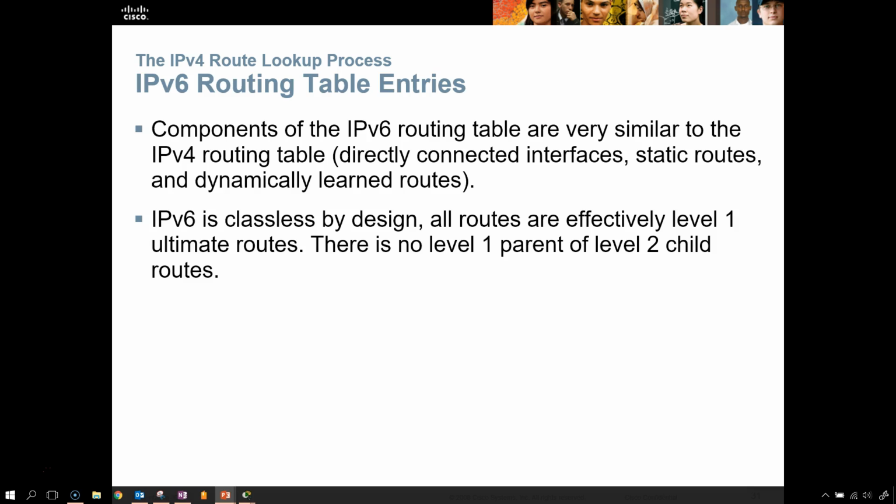As far as IPv6 routing table entries, they're much the same. The components are the same as IP version 4. You have directly connected interfaces, static routes, and dynamically learned routes, just like you had for IP version 4. However, IPv6 is classless by design, so all routes are effectively level 1 ultimate routes. No distinction between level 1 parent and level 2 child.